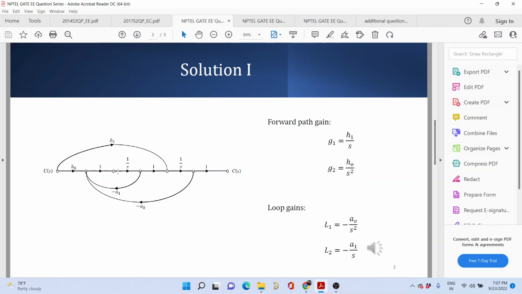We have two loops over here. That is loop 1. This is the bigger loop, that is 1 into 1 by S into 1 into 1 by S into minus of A0. So you get minus of A0 divided by S square. Loop 2 is a smaller loop, that is minus of A1 divided by S. You have to observe that these two loops are touching loops. They are not non-touching loops.